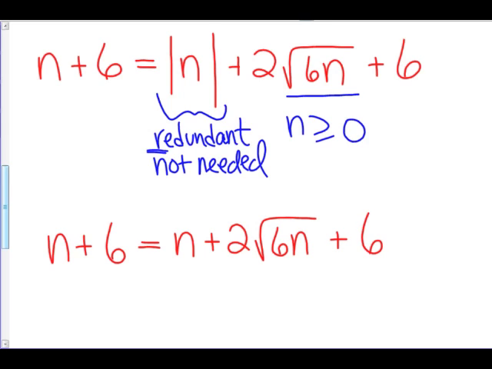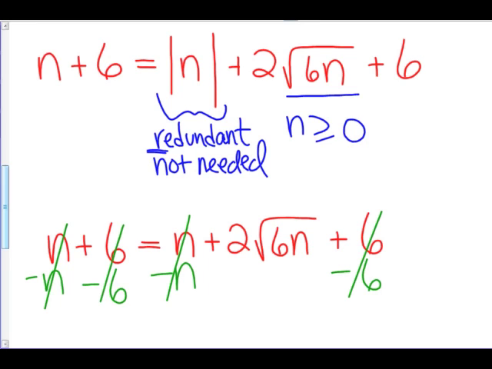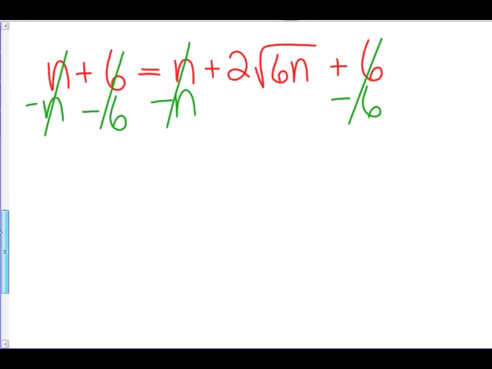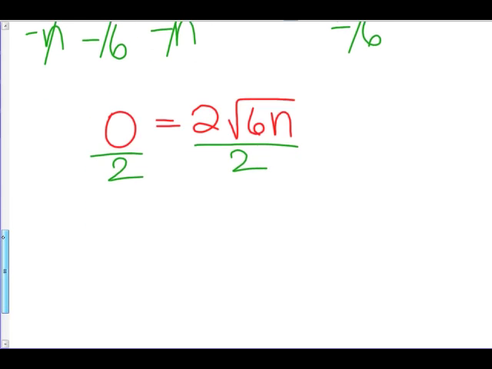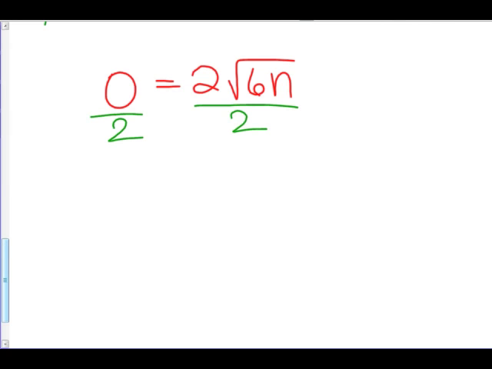Now let's isolate the other square root. We'll get that one on its one side by itself. So we'll subtract n from both sides and subtract 6 from both sides. And lo and behold, everything cancels out. We're left with 0 on the left-hand side. That's pretty interesting. And that's equal to 2 root 6n. We can divide both sides by 2 at this point to isolate the radical. And 0 divided by 2 is just 0. And we're left with root 6n on the right-hand side.